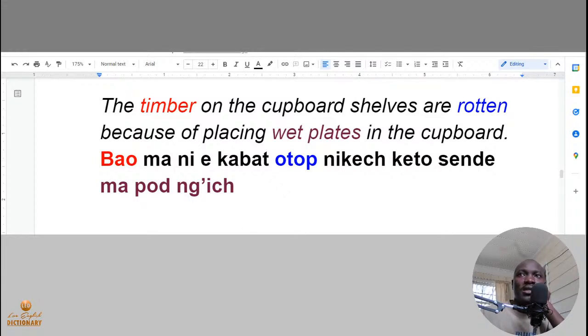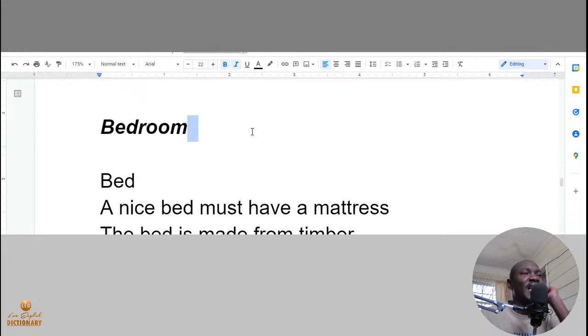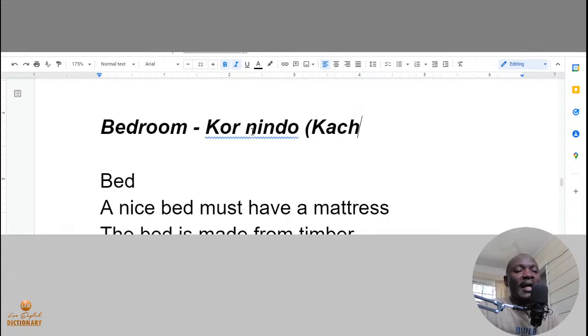Good. So let's move on to the next room, which is the bedroom. And bedroom, we said, is called kor nindo, or kachiena. Some people say kachiena. And kachiena translates to the back of the room, the back of the house. The way kachiena came about is because of the way we built the houses. We built houses in a certain way, where you could just move from the front of the house to the back of the house. Now, back is called chien.